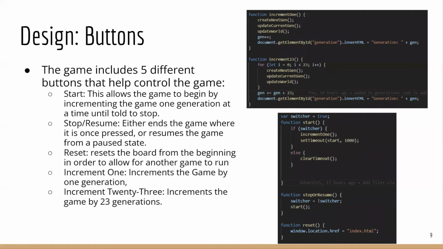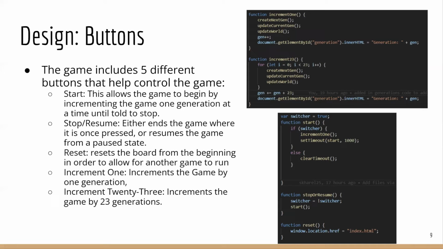As well for this, we wanted to include user accessibility to better be able to play the game or see how the game is played. And so we included 5 different buttons that help control the game. We included a start button, which allows the game to begin by incrementing 1 generation at a time until it's told to stop. We have a stop or resume button, which either ends the game once it's pressed, or if you click it again, resumes the game from a pause state. And then you can click that button again to once again stop it.